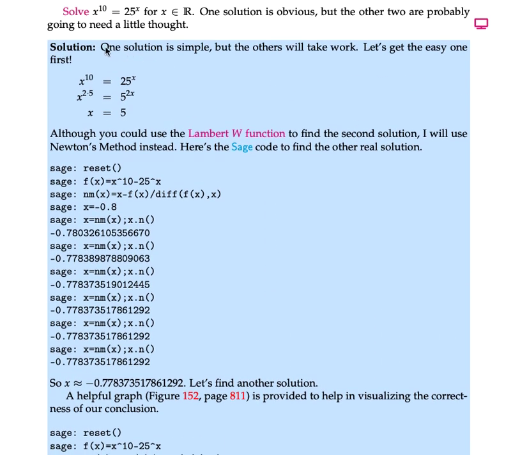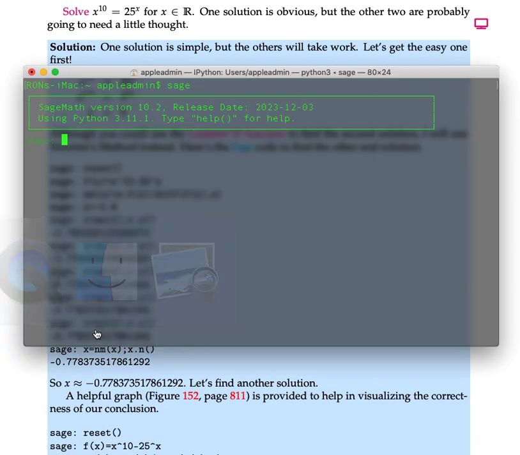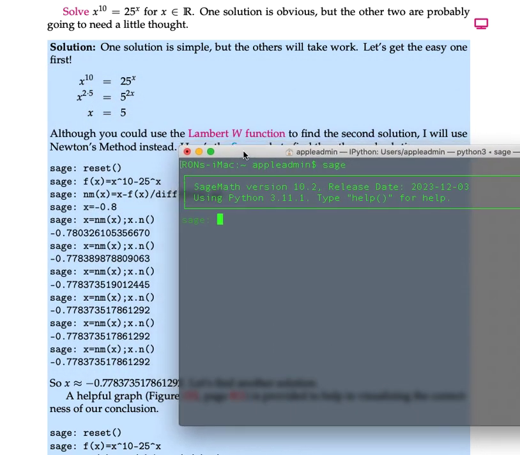The guy that did the video, by the way, used the Lambert W function. I'm using Newton's method. I think Newton's method is a general method for finding roots, and it's quite effective at doing so. So what I want to do is go to Sage and type this in.